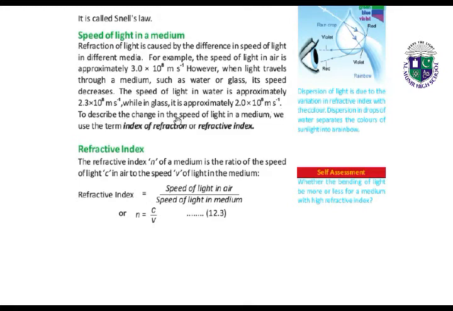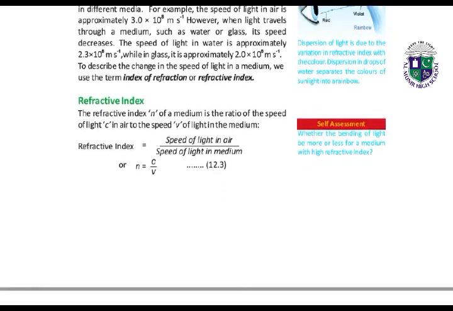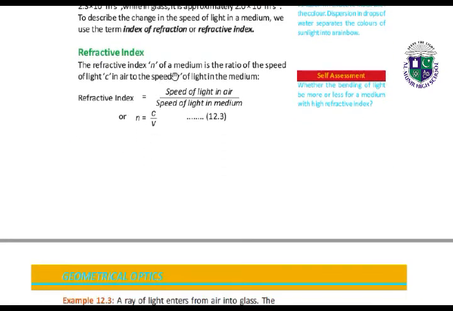To describe the change in the speed of light in a medium, we use the term index of refraction or refractive index. So here, students, we have the refractive index. The refractive index n of a medium is the ratio of the speed of light in air over the speed of light in the medium. So n is equal to c over v, where c is the speed of light in air and v is the speed of light in any other medium.